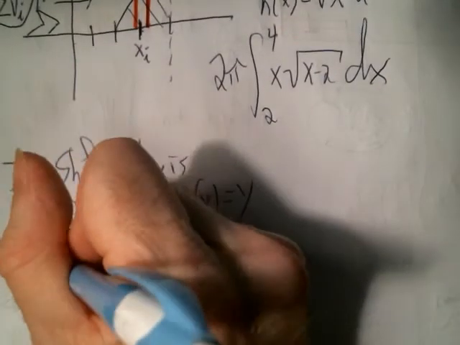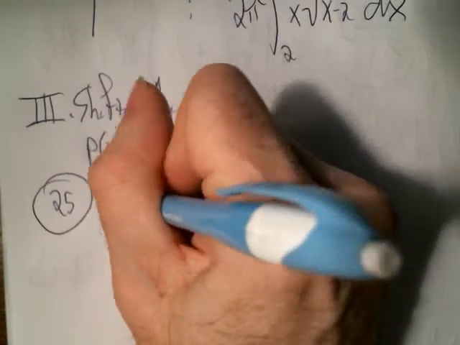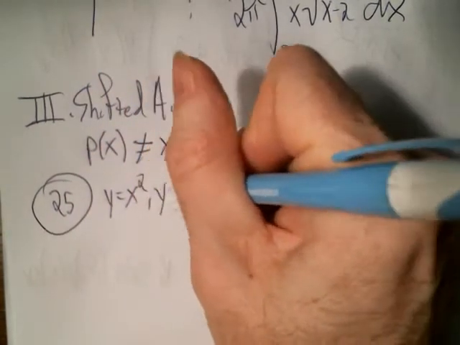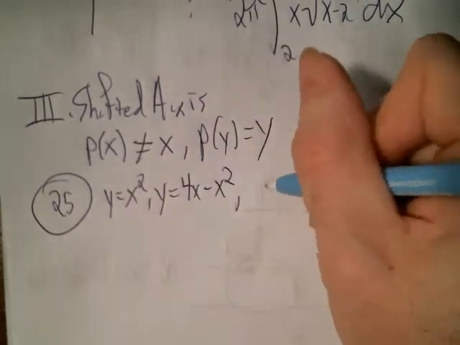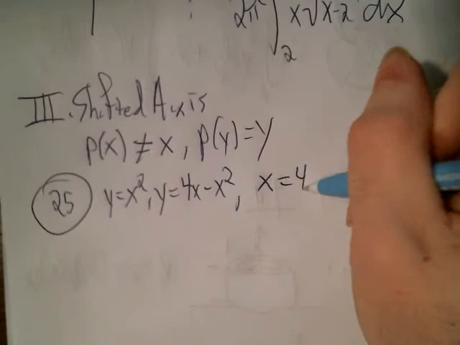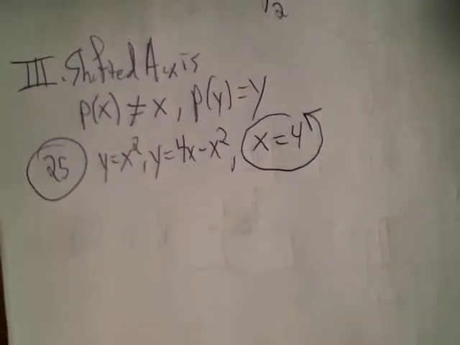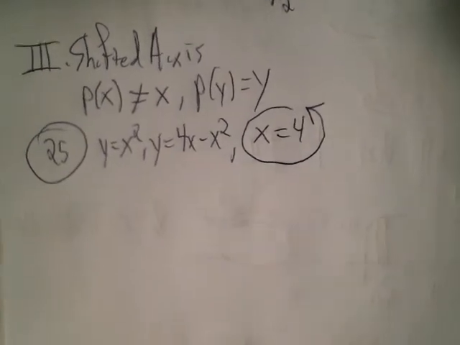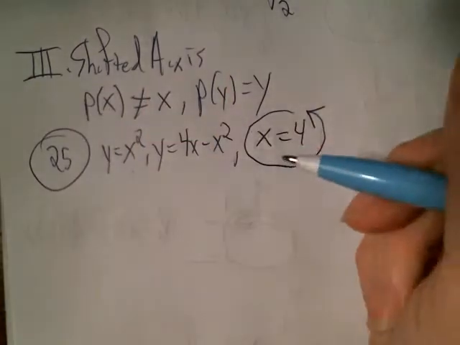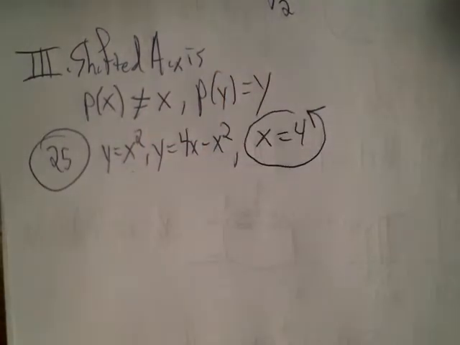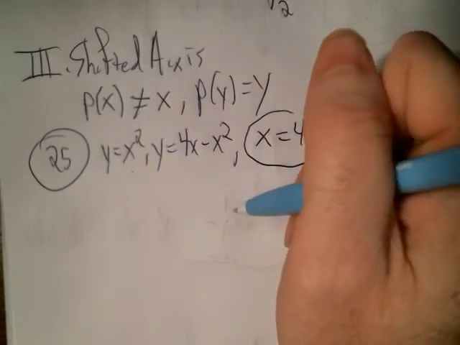Here's problem 25. We have the region y equals x squared, y equals 4x minus x squared, about the line x equals 4. So I'm rotating about this line. I want to get a picture of this so I kind of know what it looks like, maybe get a vertex and all that jazz.